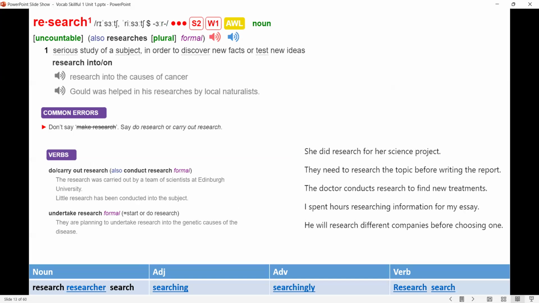Research. Research means the study, a serious study of a subject in order to discover new facts or test new ideas. Research on, research into. Do not say make research. We do research on something. You carry out research on something or undertake research. So do research, conduct research, carry out research, or undertake research. Examples, she did research for her science project. I spent hours researching information for my essay.